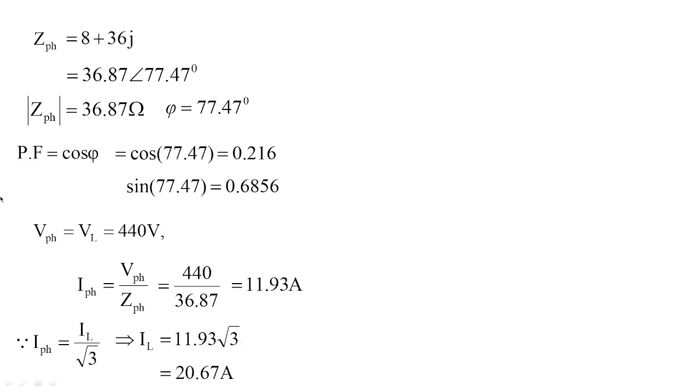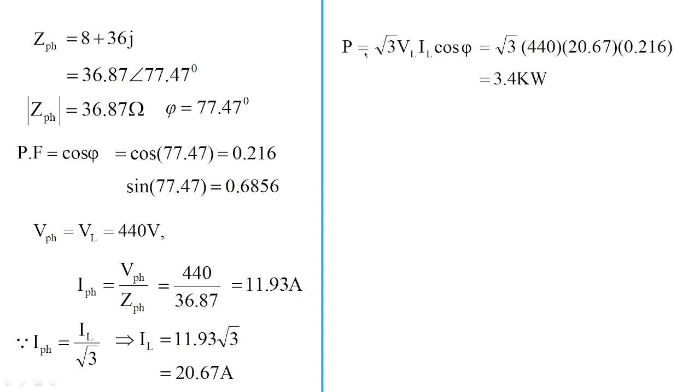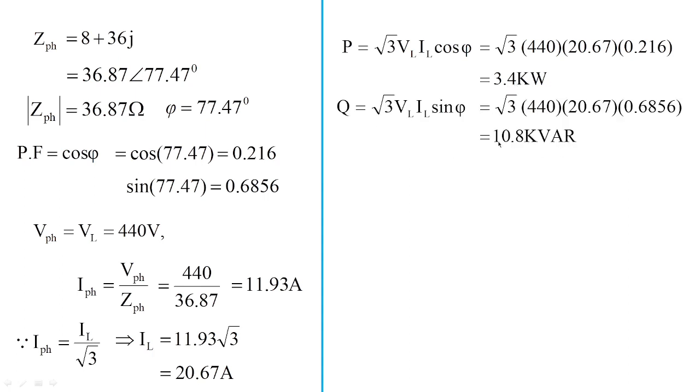So the value of line current will be equivalent to 11.93 multiplied with root 3, whose value will be equivalent to 20.67 amperes. Once we are done with the values of voltages and currents in phase form and in line form, we can easily form the formula for active power, which is equivalent to root 3 VL IL cos phi. Substituting the values, we are going to get the value of active power as 3.4 kilowatts. The reactive power will be 10.8 kilovolt amperes, and the value of apparent power, just neglect this cos and sine terms, then we'll get the value of apparent power, whose value is 15.75 kilovolt amperes.